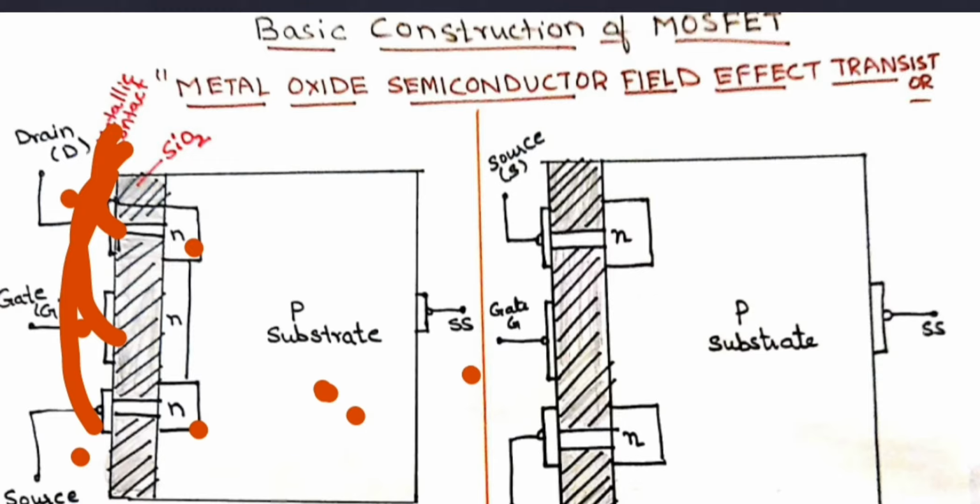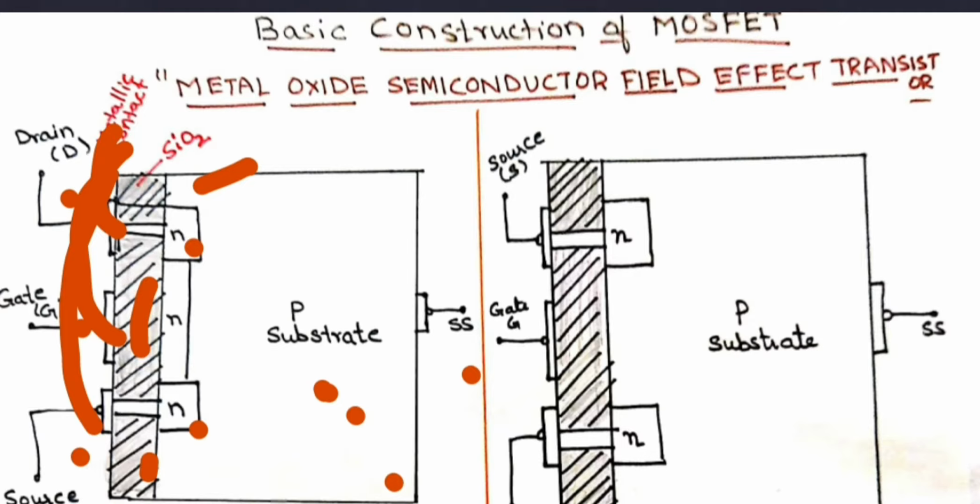Now an insulating material like silicon oxide is coated here. This insulating material is nothing but silicon dioxide. So if you see the name, metal: the metal contacts are there; oxide: an insulating material, silicon dioxide; and semiconductor, because the P and N-type materials are there. It is a field effect transistor because you have drain, source and gate. That's why it is called metal oxide semiconductor field effect transistor.